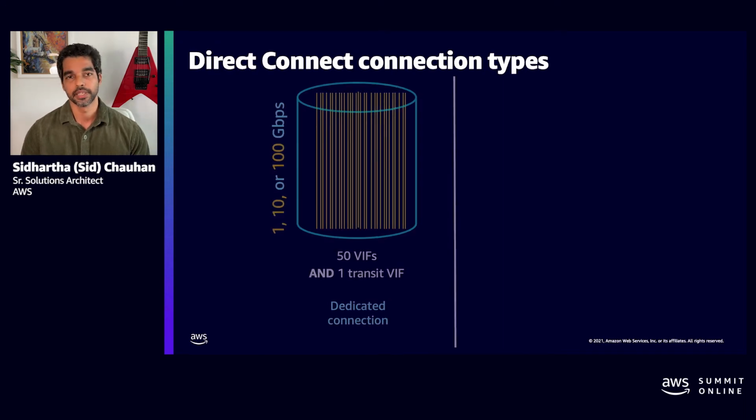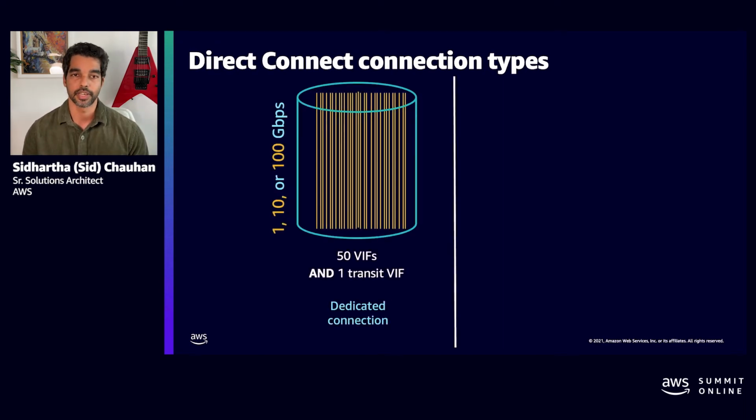Now, broadly speaking, there are 2 different connection types. We have dedicated connections. And when you're using a dedicated connection from 1, 10, or 100 gigabits per second connection speeds, you can provision 50 VIFs and 1 transit VIF. So those 50 VIFs can be 49 private VIFs and 1 public VIF. And in addition, you can provision 1 transit VIF.